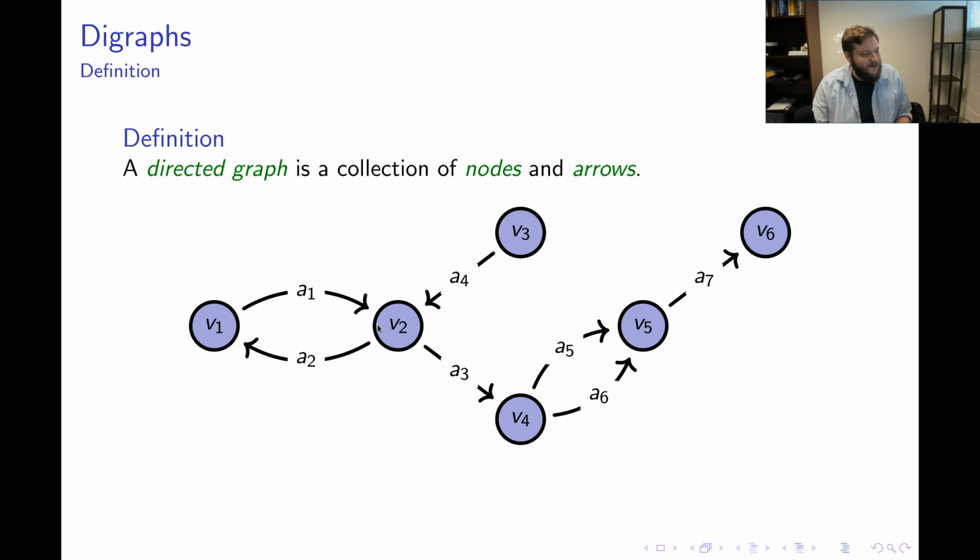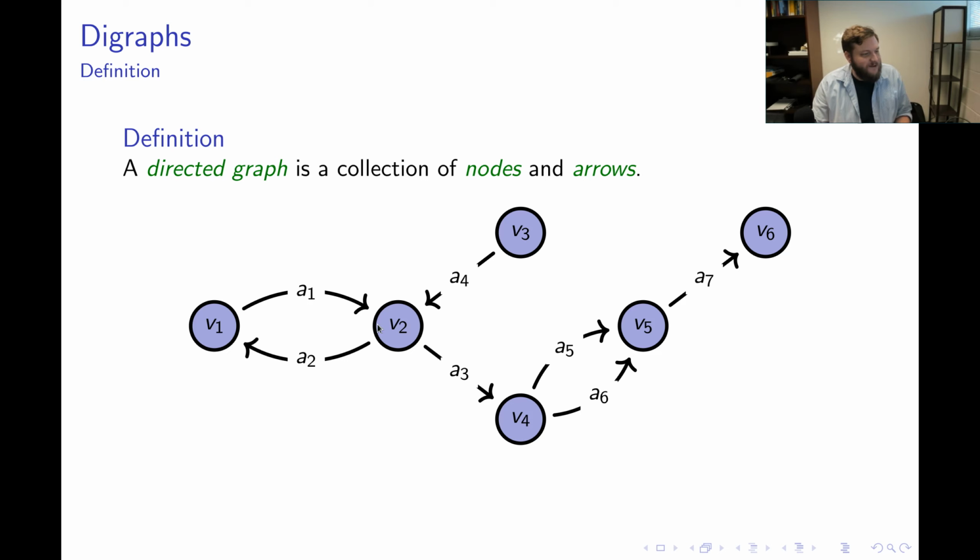One of my favorite applications of matrices and vectors is the theory of directed graphs, or digraphs. So what is a directed graph? By definition, a directed graph is a collection of nodes and arrows. So a typical picture of a digraph looks something like this.